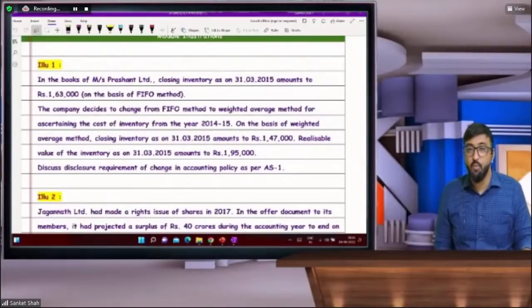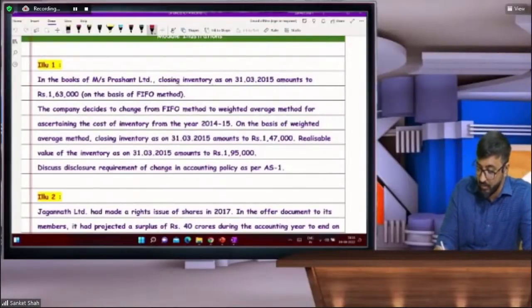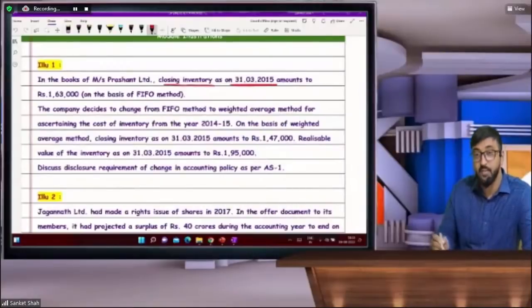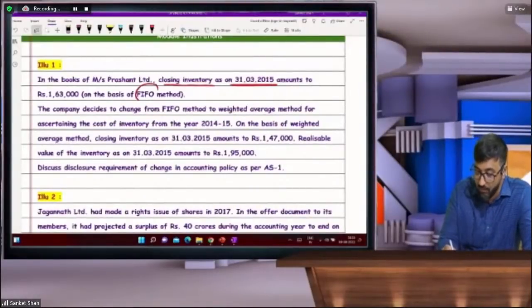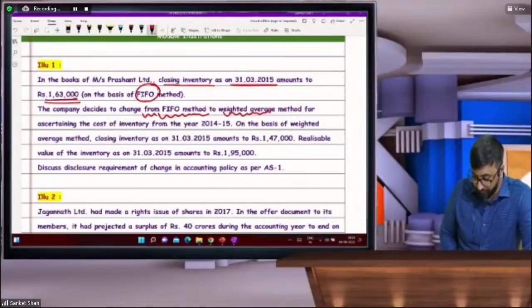So, illustration number 1. Yes, now I think you have read it. In the books of Messrs. Prashant, closing inventory recorded at 31st March 2015 amounted to rupees 1,63,000. So beta, as per the FIFO method, you are recording it at 1,63,000, and the company decided to change from FIFO to weighted average. So there is a change from the year 2014-15.